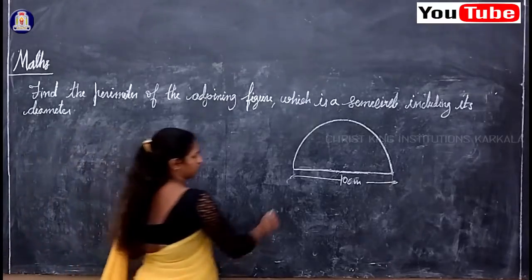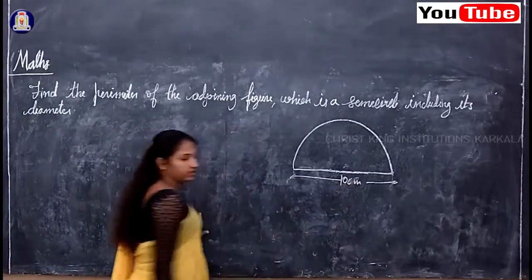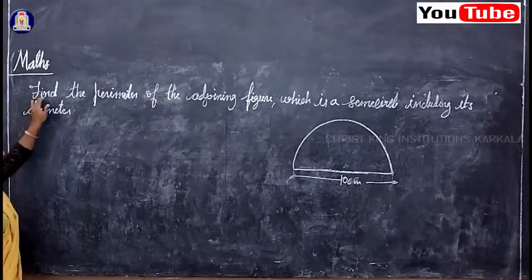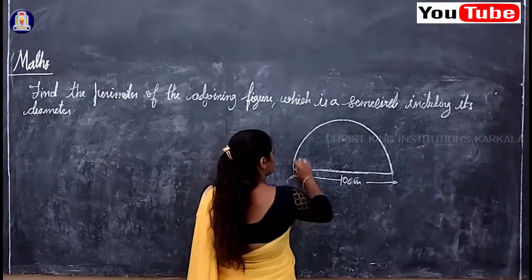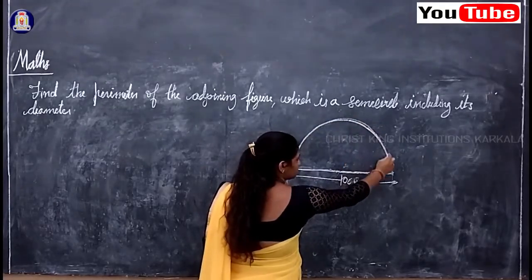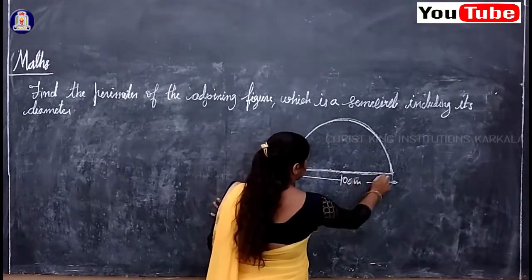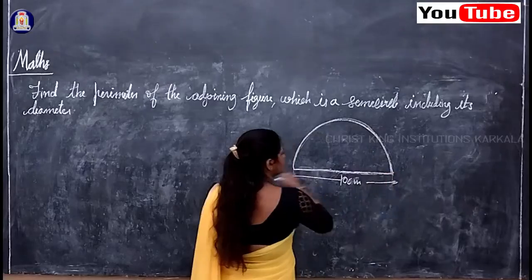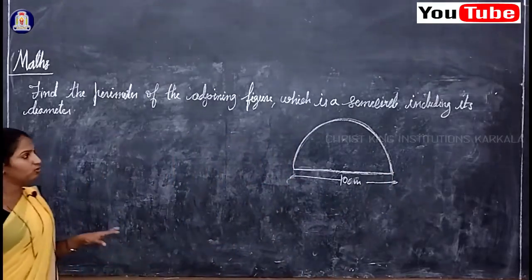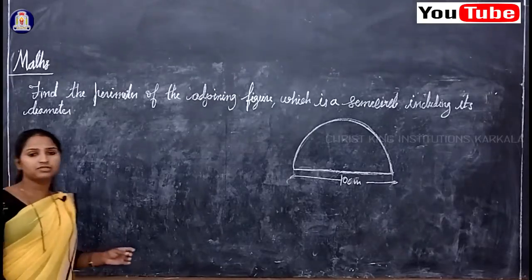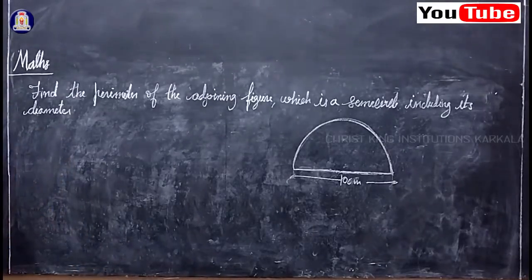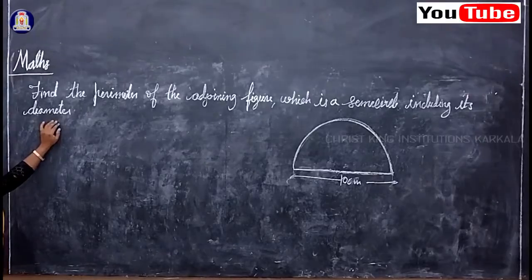So here it is given only half circle, semicircle. Diameter is 10 centimeter. The question is find the perimeter. Perimeter means the length of this semicircle plus diameter. The diameter also you have to include for the total perimeter of the given figure. So the figure is a semicircle, including its diameter.